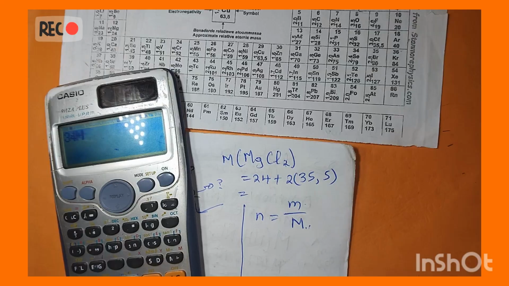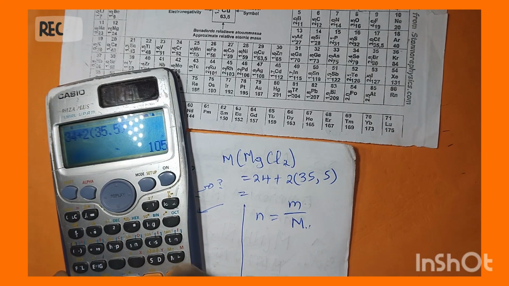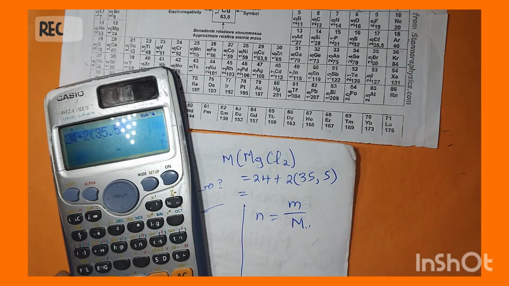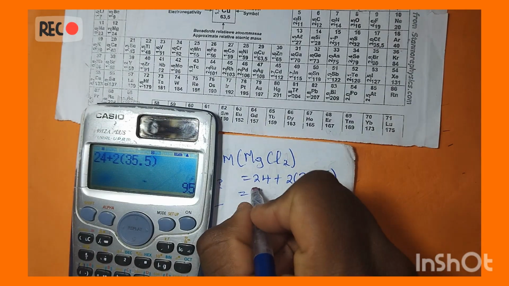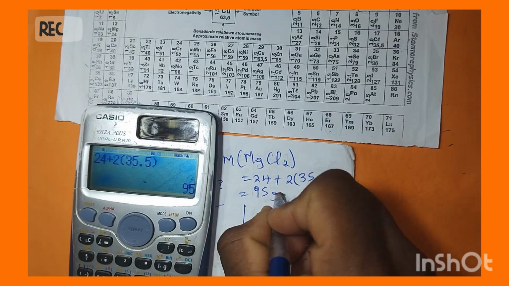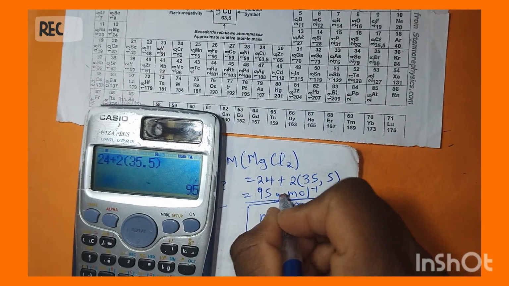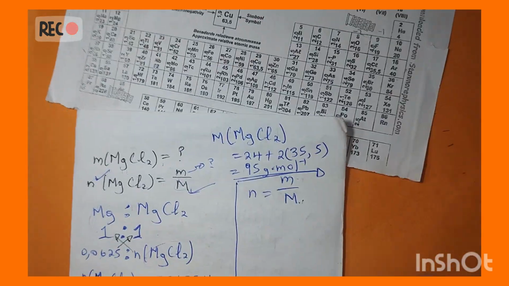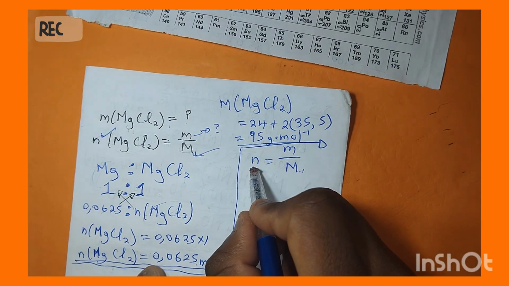24 plus 2, which is 35,5. Oh, here it's 24. Yeah. So this is what I get there, which is 95 grams per mole. I got the grams per mole. Then now I can substitute now. This, I have it because I already solved it.